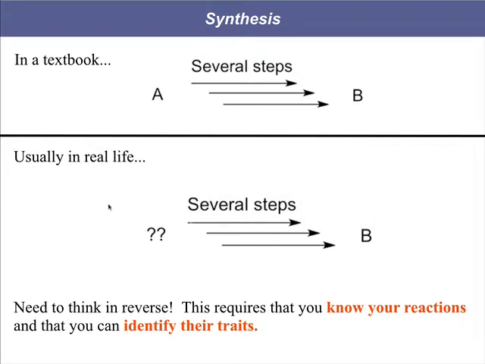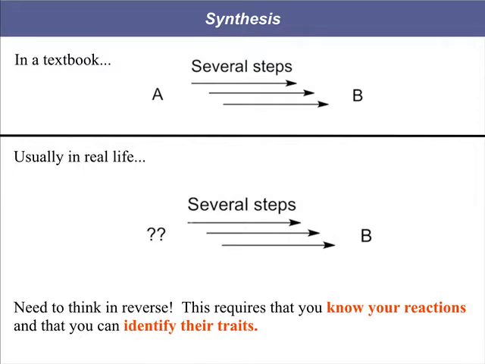So that is the goal of synthesis, is to start from a logical place and use the known reactions to convert it into the product of our desire. Now, that means that you need to think in reverse. And that means that we need to know the reactions. We need to know what starting material can be converted into what products and what reagents we need to do that. We need to know their traits.